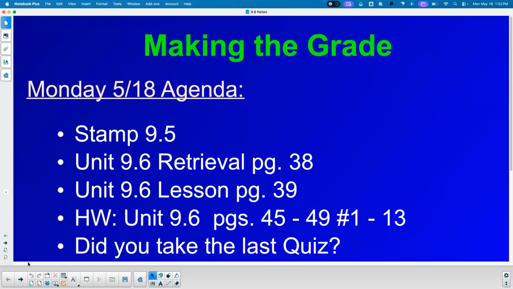Wednesday of this week we're going to review Unit 9. Then on Thursday we're going to have the Unit 9 test. So the Unit 9 test will be Thursday of this week, and then you have a nice 4-day weekend, which hopefully is going to be nice.